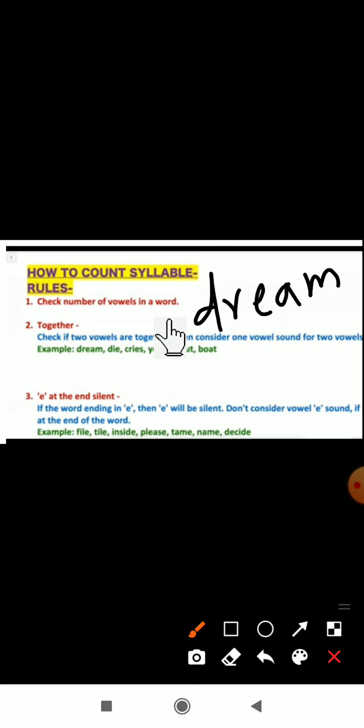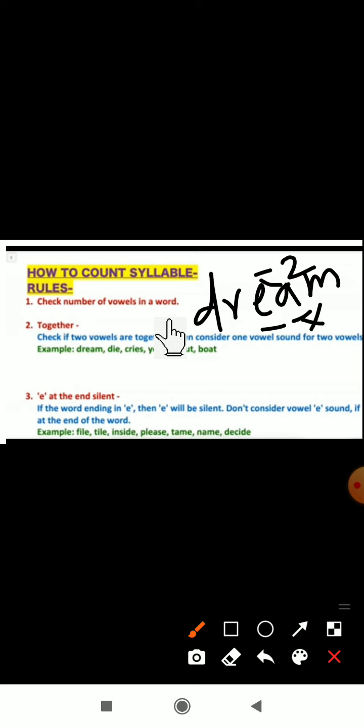D-R-E-A-M. In that, you just find out the vowels. A-E-I-O-U, you have to find out here. Here and here. Now, you just tell me, here 2 vowels are there. So, you can't say that here 2 syllables are there.